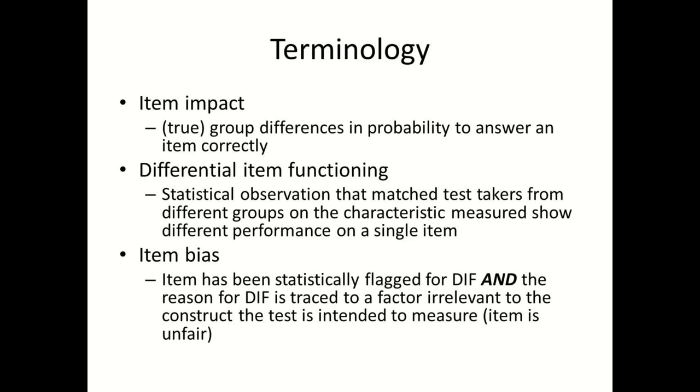So this means that even though you might be equally intelligent, you then show a different response on a single item. And finally, we have item bias. So this is when an item becomes statistically noted for showing differential item functioning, and we can then demonstrate that this difference is actually due to something that has nothing to do with the construct or the thing that we want to measure. So basically the item is unfair.